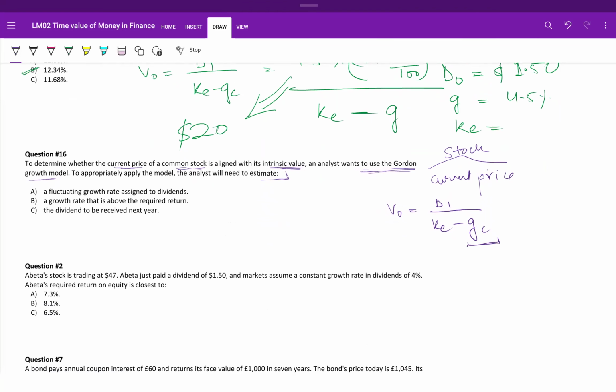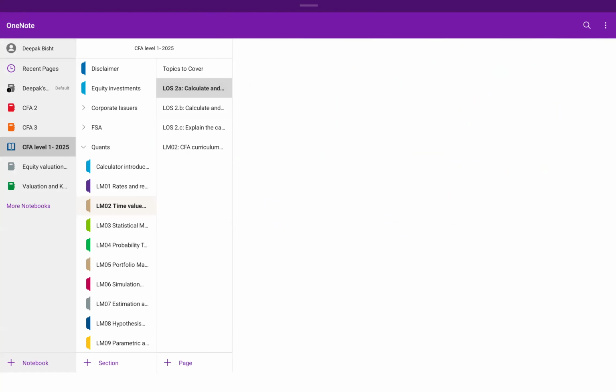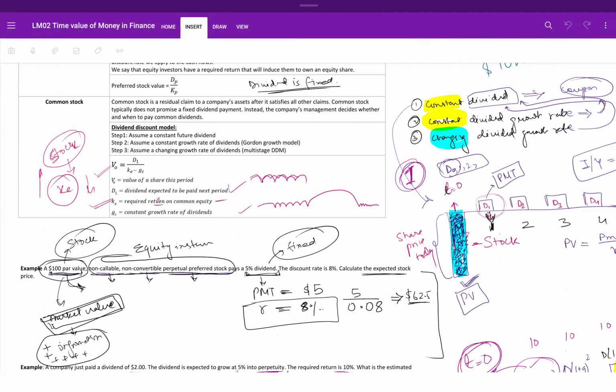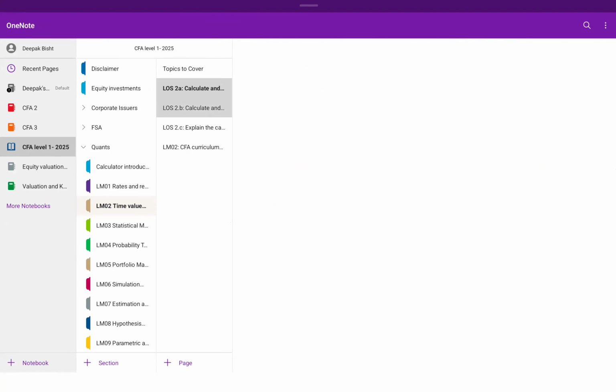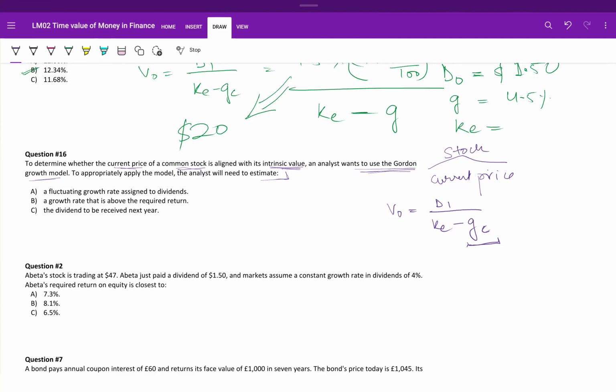And when the growth is fluctuating, we discussed that in the multi-stage dividend model, when the growth changes. So how do we solve what the question is testing here? Let's first check our options. A fluctuating growth rate assigned to dividends. A growth rate that is above the required return. And the dividend to be received next year. These are our three options.